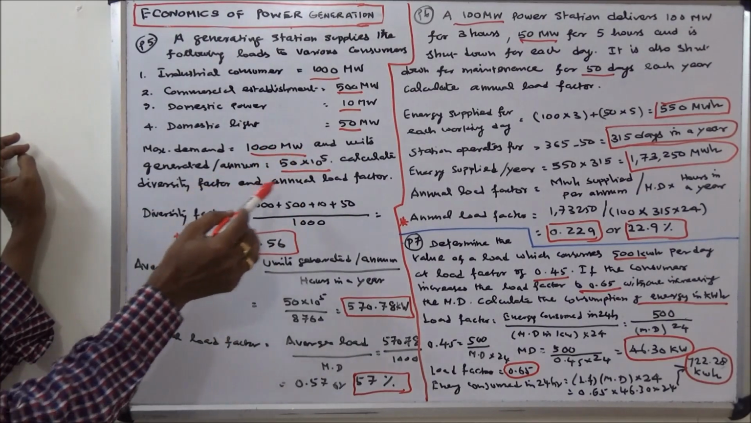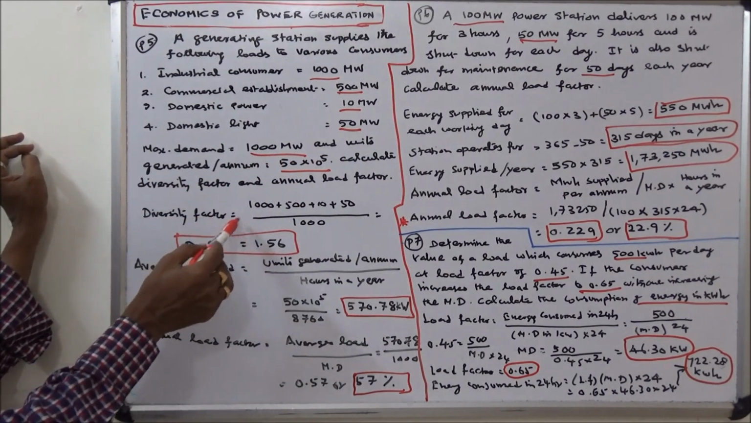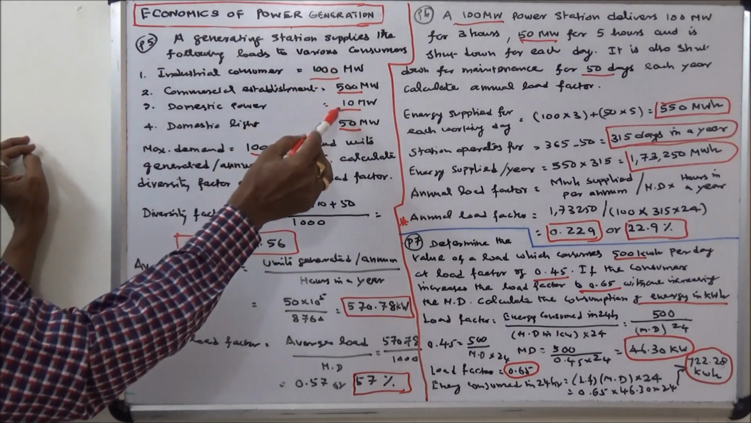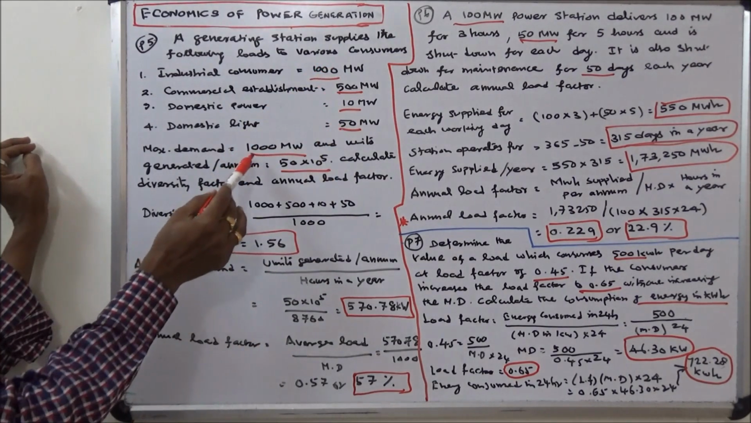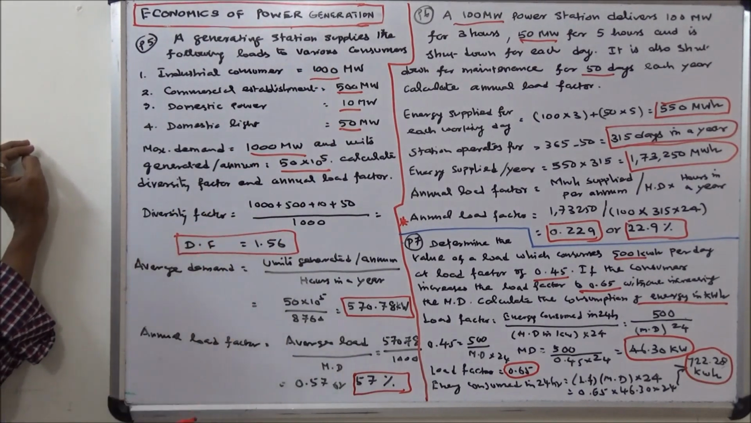Calculate diversity factor and annual load factor. Diversity factor is equal to sum of the individual maximum demands, 1000 plus 500 plus 10 plus 50, divided by maximum demand 1000. Diversity factor is equal to 1.56.